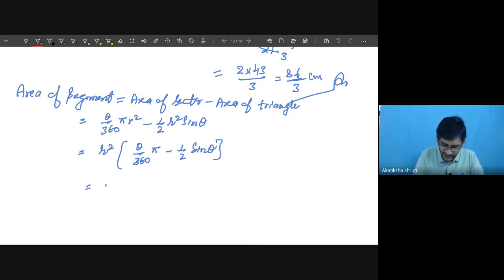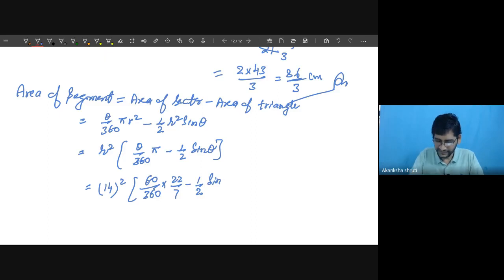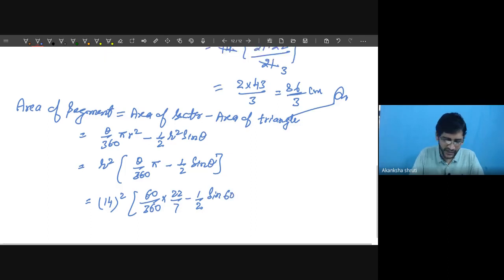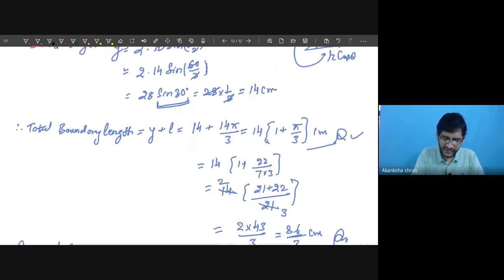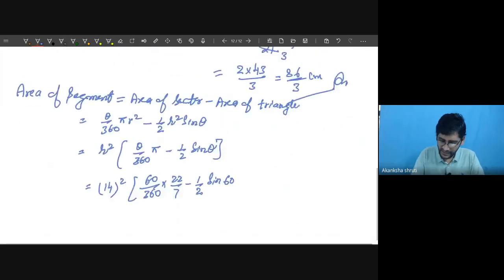Now substitute: 14 square, 60 by 360, into 22 by 7, into minus half of sine. Here the entire theta is 60 degrees, though in earlier cases we substituted 30 degrees, that was for the chord length calculation.